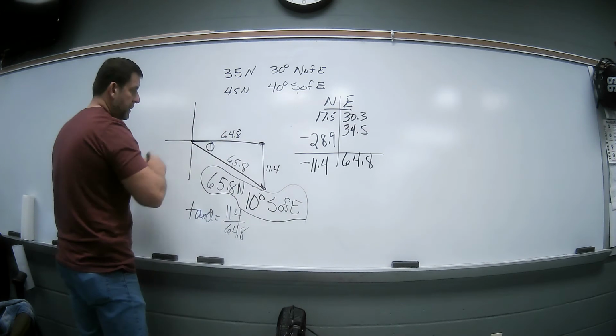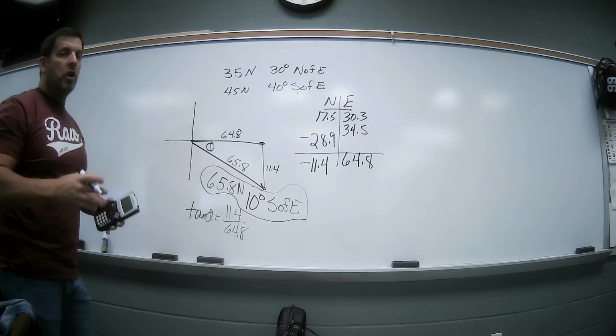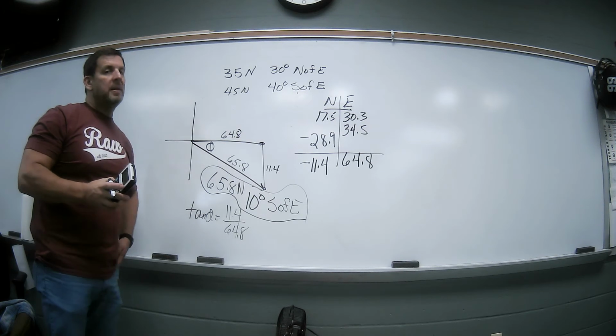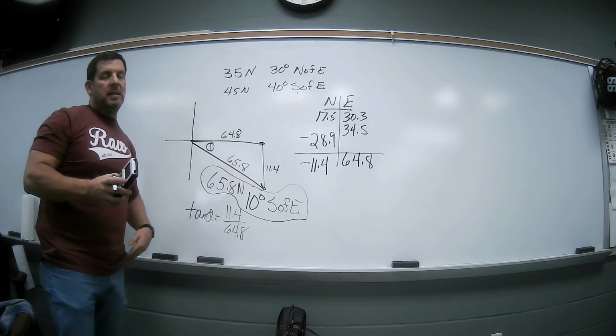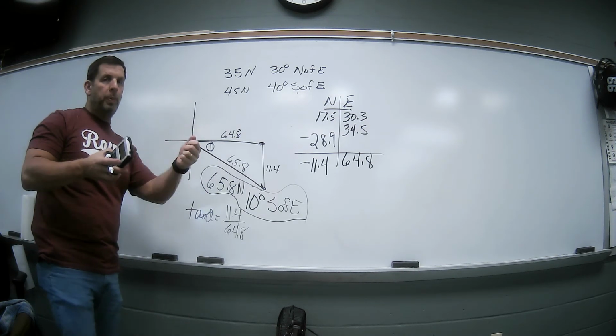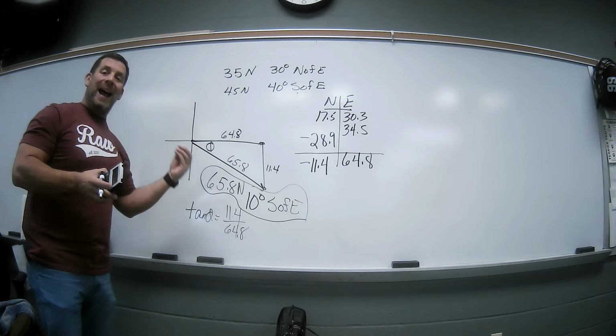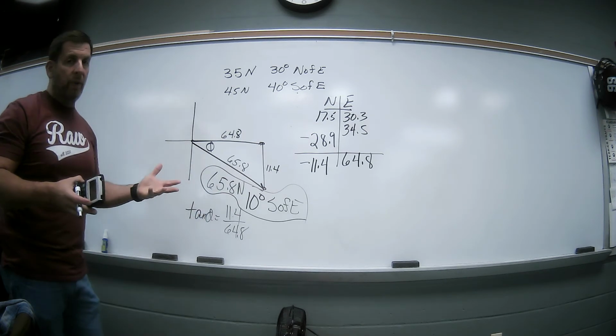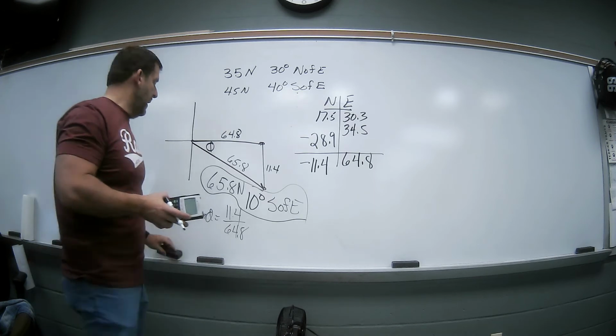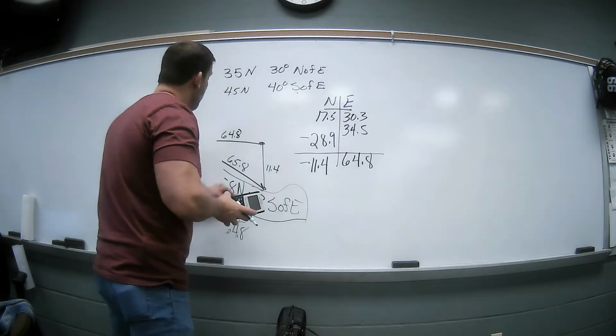All right? That's the resultant. So I want you to look here. Think of this as people pulling on a rope, one pulling at one angle, and another at another angle. This is the equivalent. We added the vectors, we found the resultant, it's all the same. All right, let's do another one. We're going to pick up the pace.